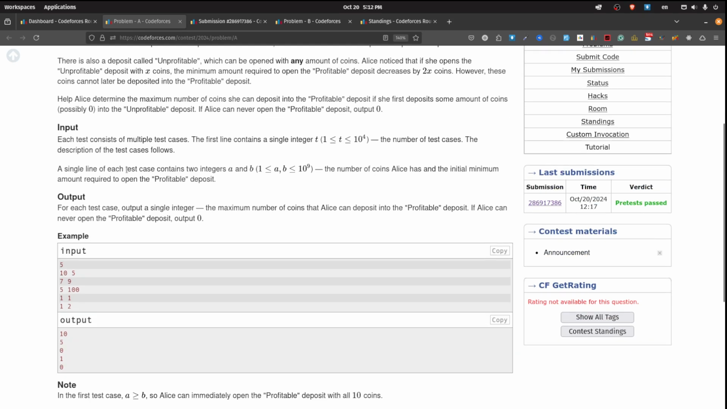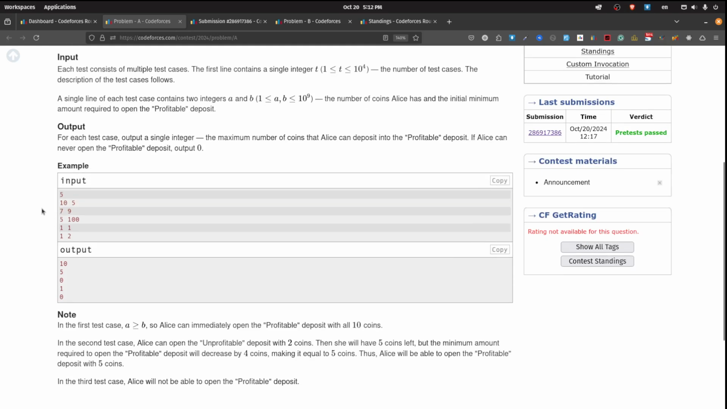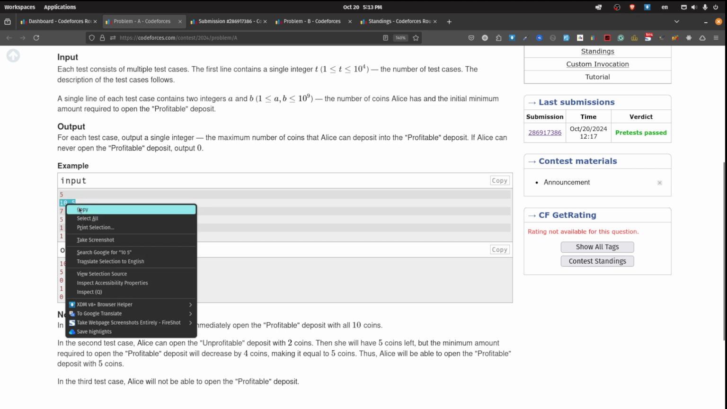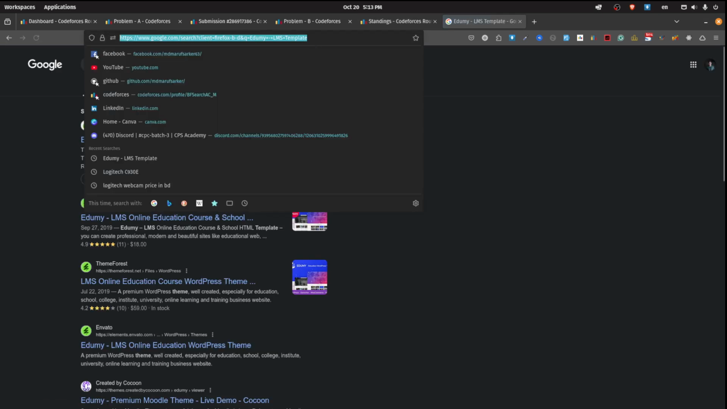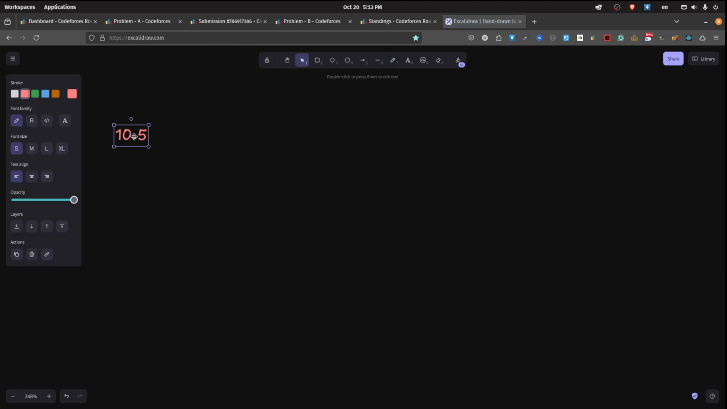Okay, so let's discuss the test cases. You will understand more clearly. For example, I take the first test case, 10 5. So let's open Excalidraw, and this is 10 5. And how can I solve this?